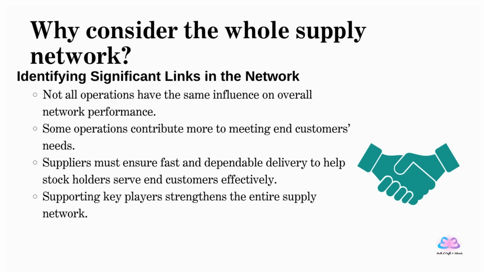Now, they act as intermediaries, ensuring that materials and products are readily available for retailers and end customers. Ensuring efficiency, suppliers must provide fast and reliable deliveries to wholesalers. This helps them effectively serve the customers at the end of the chain. By supporting key players in the supply network, we enhance the efficiency and reliability of the entire system, leading to better service and customer satisfaction. Understanding the critical links in the supply network allows us to optimize operations, minimize disruptions, and maximize customer value.